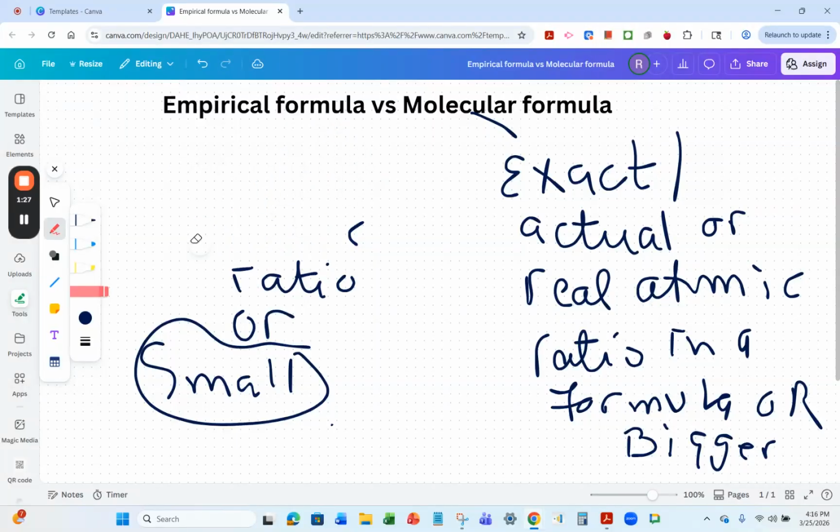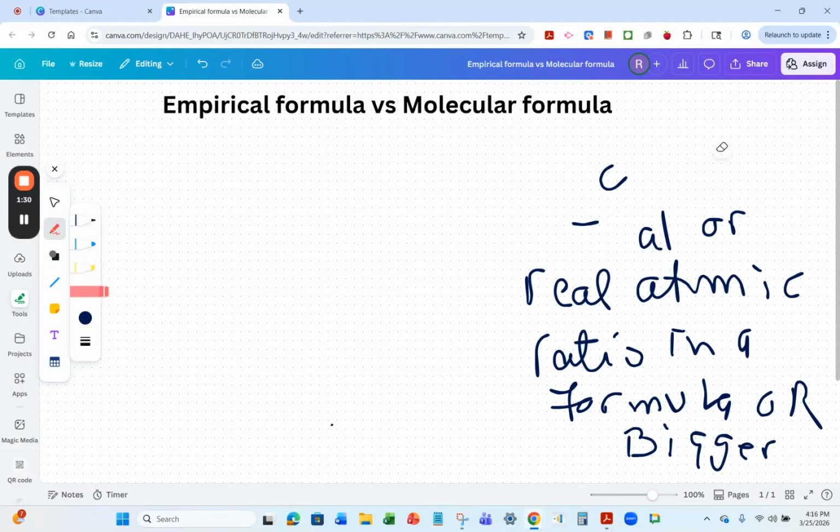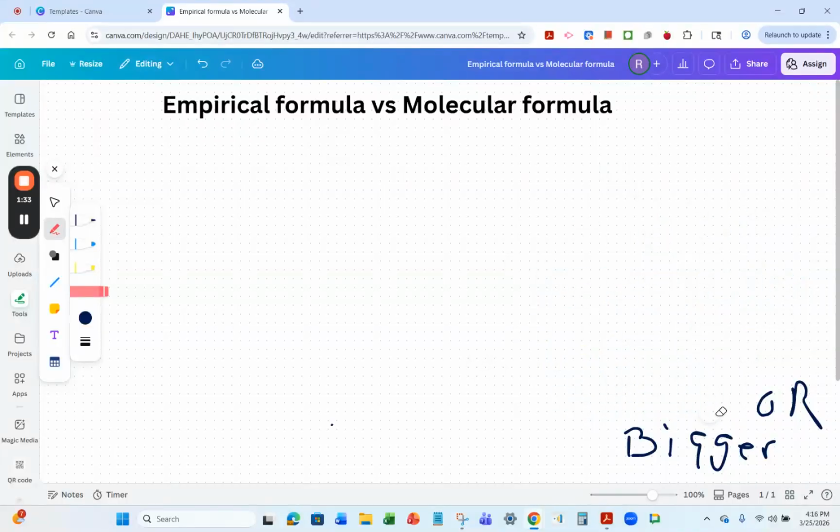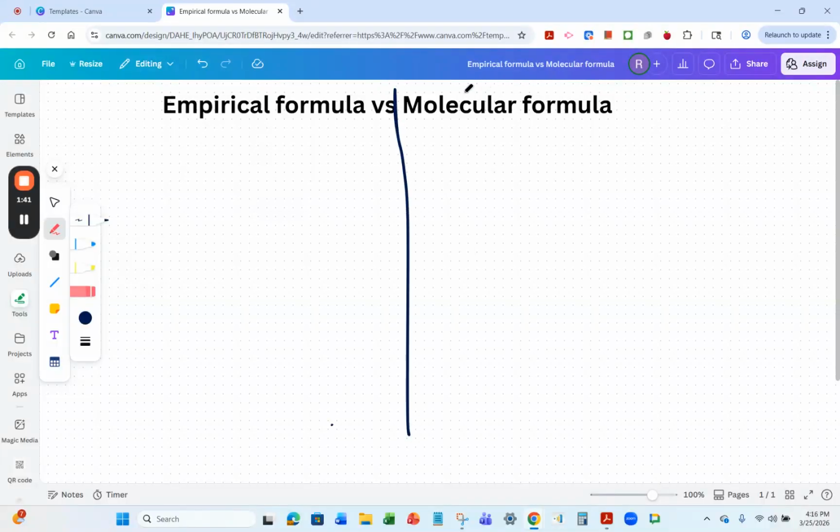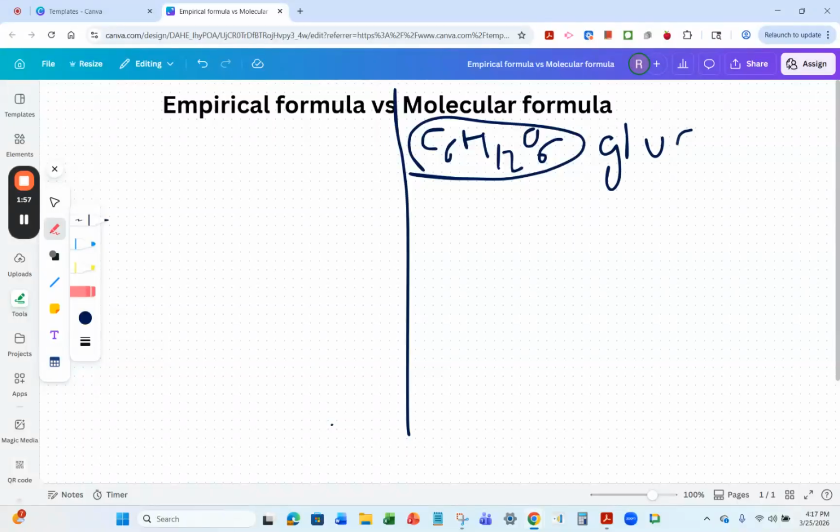Okay, so this is in terms of word. So let's check few examples. How to find the actual difference between empirical and molecular formula? So let me show you. Let's say you have this formula C6H12O6. Okay, so this is your glucose, by the way. Now let's check what's the atomic ratio. How to check the atomic ratio? Atomic ratio means how many atoms you have in that particular formula.